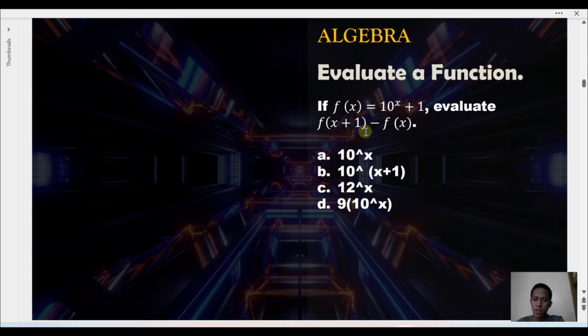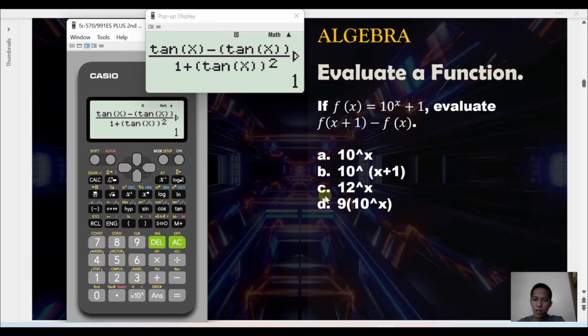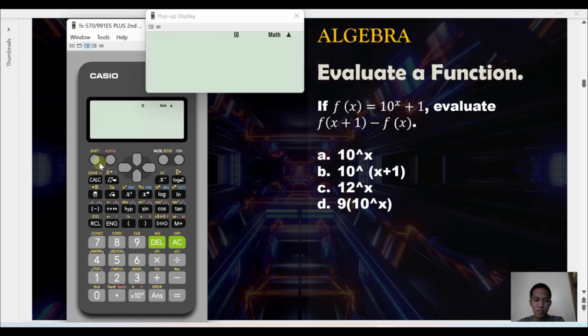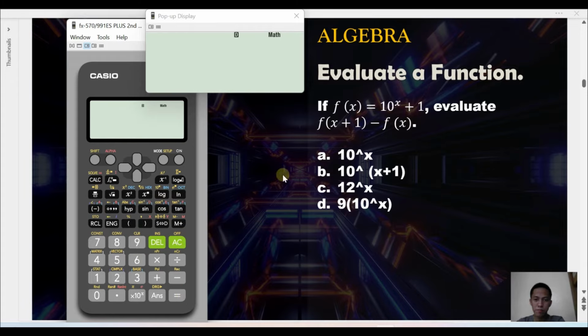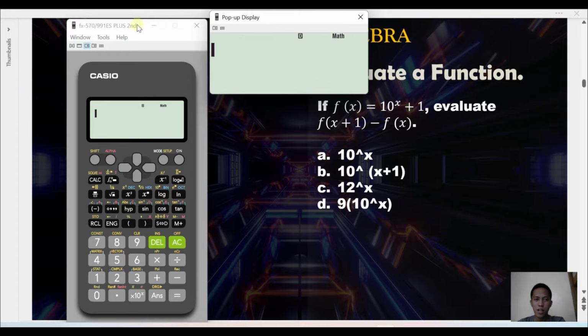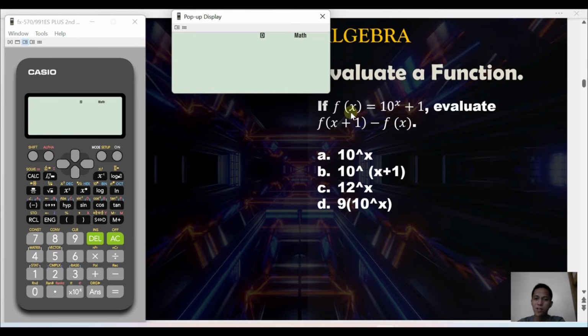So, sa problem na to guys, we have here f of x is equal to 10 raised to x plus 1. Evaluate f of x plus 1 minus f of x. Okay, so ang gagawin natin guys, shift clear, clear all. So, let's try lang natin guys, mag-designate ng value for x. Okay, mag-assume tayo ng value sa x. So, let's say 2.